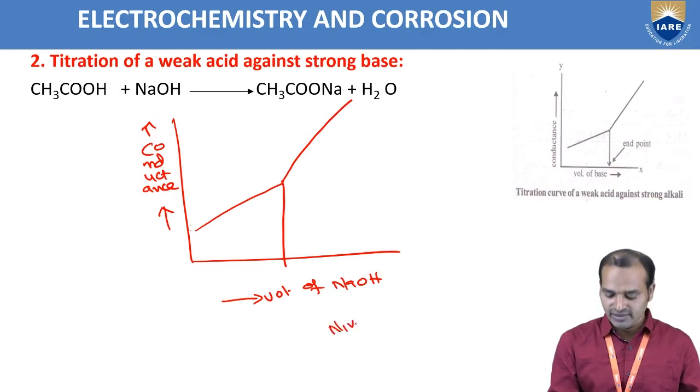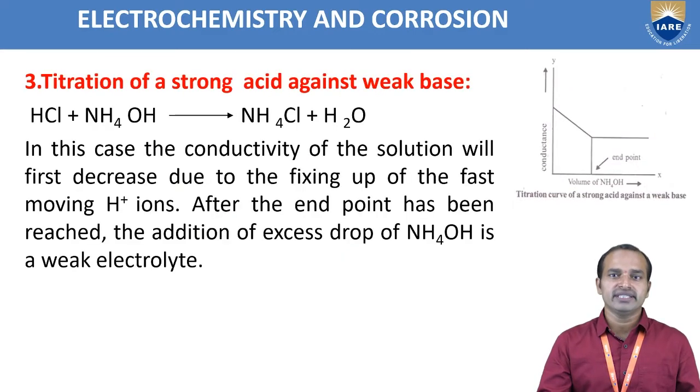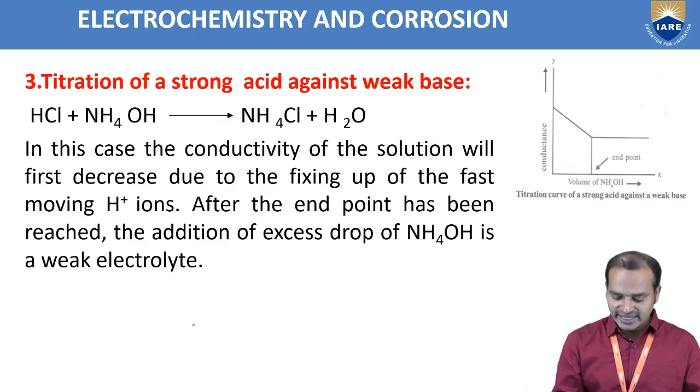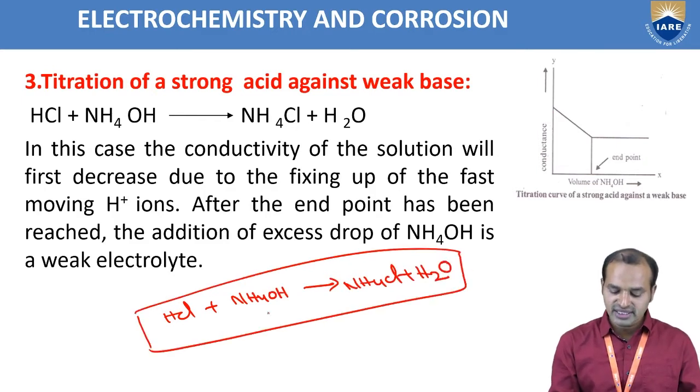In this case, again the N1V1 equals N2V2 formula. By using this formula, we determine the concentration of the weak acid, acetic acid. Next, one more conductometric titration, that is the titration of strong acid versus weak base. The strong acid is HCl and the weak base is ammonium hydroxide. This forms NH4Cl plus water.